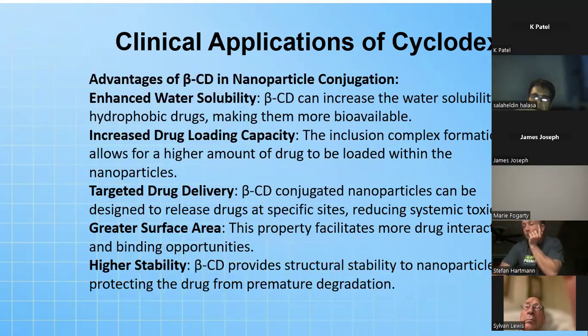What is the advantage of nanoparticle conjugate? It enhances the water solubility. That's a good thing, making it more bioavailable and increasing the drug loading capacity. Inclusion complex formation allows a higher amount of drugs to be loaded within the nanoparticle. And you can mix anything. You can combine antibodies with chemo drugs, small molecules, and peptides, all of them, and put them in one pack. It's like wrapping them inside an envelope.